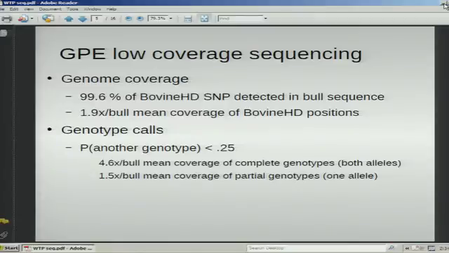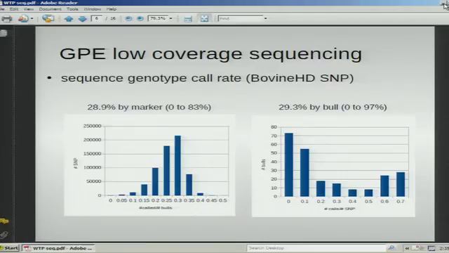Where we do have several reads covering a position, we can do a decent job calling genotypes. On average, 4 to 5 reads gives a decent probability of calling both alleles, and if we don't get that coverage, we can call one allele. So we're calling about 30% of the high density SNP from sequence, by bull, and most of the markers are called right around that 30%. There's none that we call in more than half the bulls.